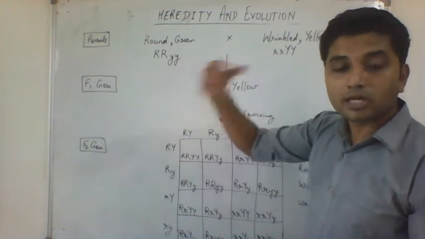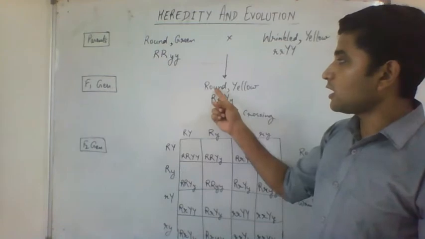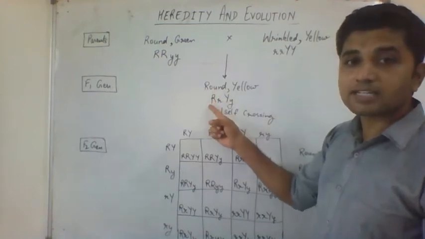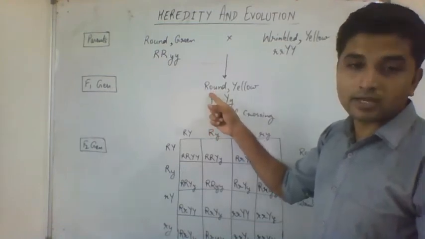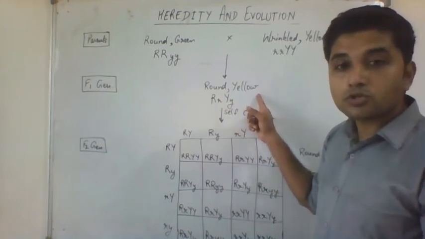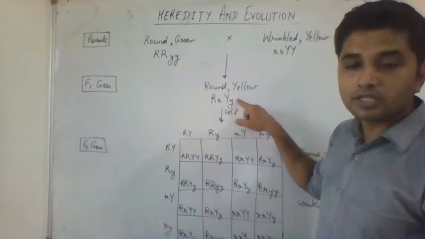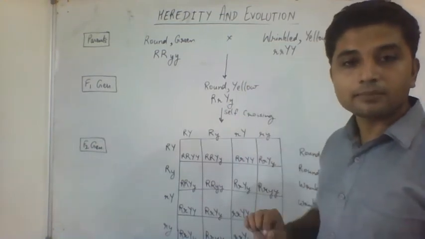All of them, whether it be 1000 or 2000 plants, all the plants will show round seeds. Why round seeds? Because capital R is present. All plants were showing round seeds and the seeds were yellow in color. Mendel concluded that the genotype was this. All of them were showing round and yellow.